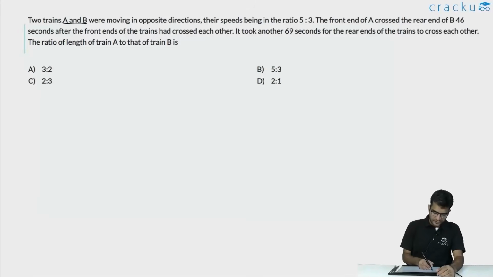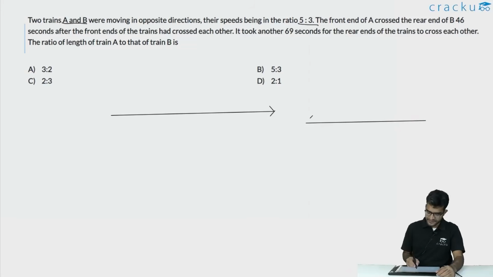In this question, we are told that there are 2 trains, A and B, and their speeds are in the ratio 5:3. So let us assume that this is train A and this is train B. The speeds are in the ratio 5:3. So let us assume that the speed of train A is 5s and the speed of train B is 3s.